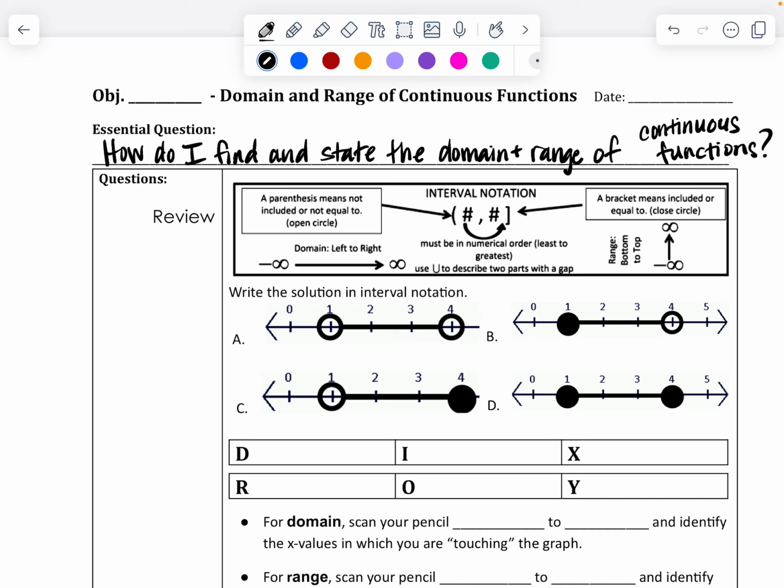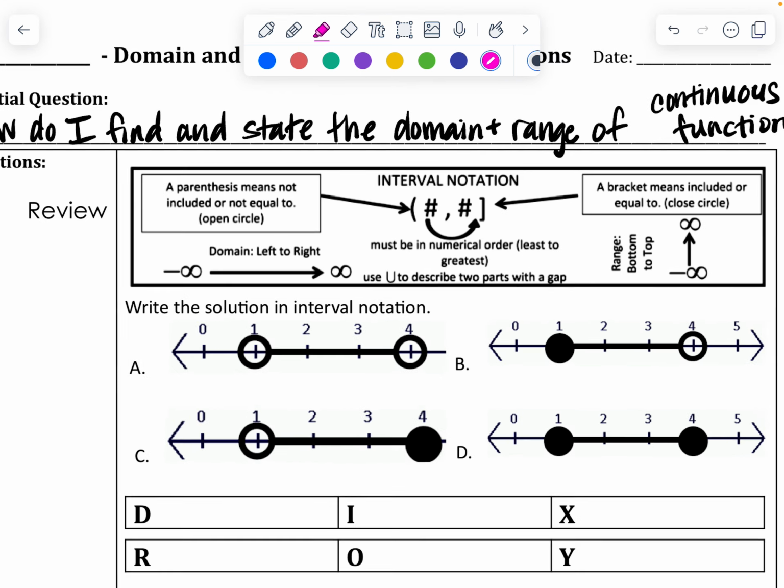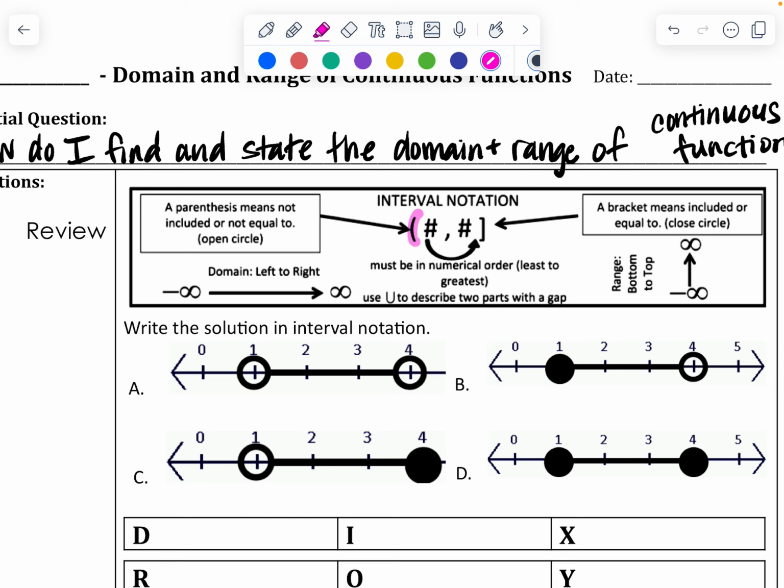So let's talk about interval notation. This is the second time we're seeing this year. We did this in Unit 1 when we were doing inequalities. So we're also going to use interval notation to state the domain and range of continuous functions. Just to refresh your memory, a parentheses means not included, and we use it for when we see an open circle in the graph. A bracket means included, and we use it for a closed circle on the graph.